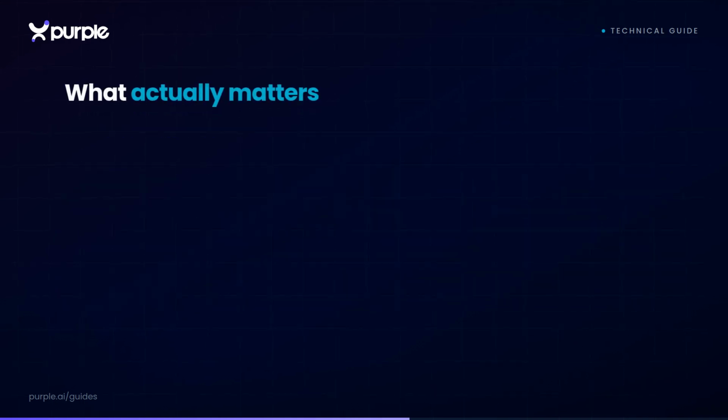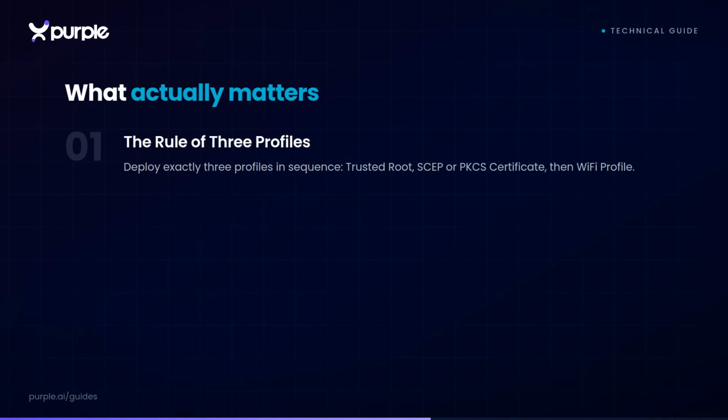The rule of 3 profiles. Deploy exactly 3 profiles in sequence. Trusted root, SCEP or PKCS certificate, then Wi-Fi profile.